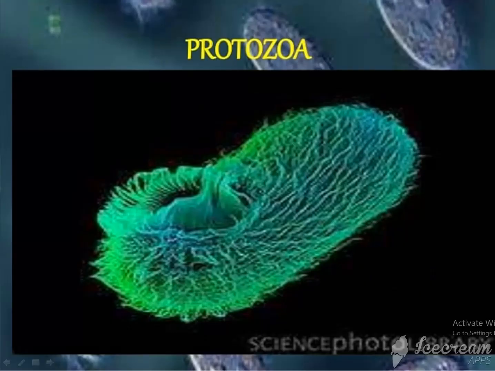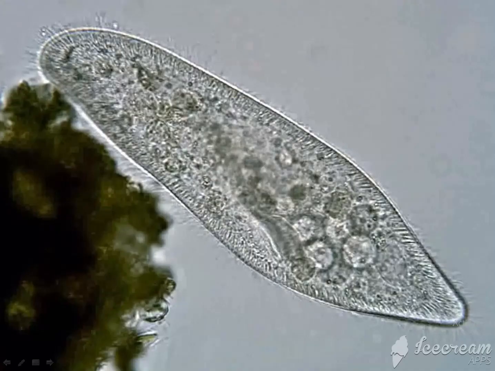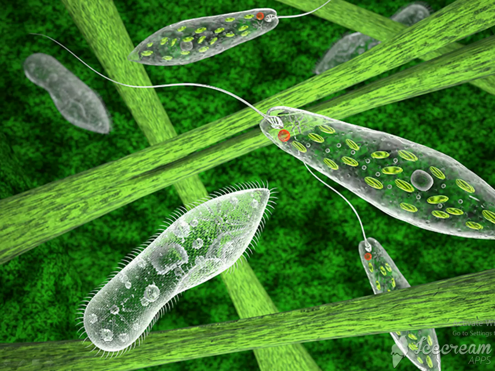Second one is protozoa. They are animal-like organisms made up of only one cell. So they are unicellular microorganisms. And examples are amoeba, paramecium, and euglena. Amoeba, paramecium, and euglena are some of the examples of protozoa. Protozoans are the animal-like unicellular organisms. The body is made up of only one cell.